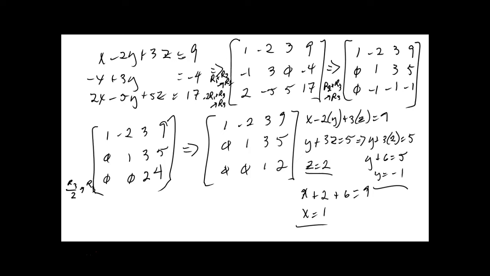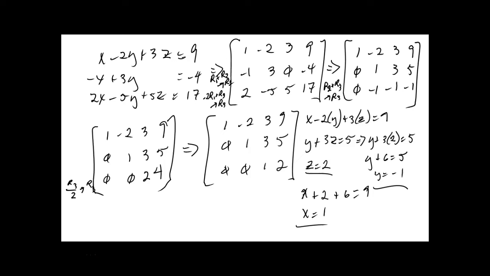Plugging a 1 in for X, that becomes 1. Minus 2 times minus 1 would be plus 2, right? So 1 plus 2 is 3, plus 3 times 2 is 6. 3 plus 6 is 9. Yay, that works. It has to work for the other two as well.